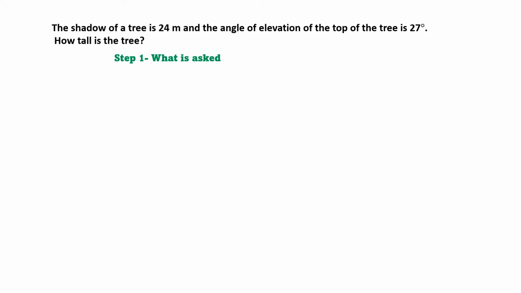Our first step is: what is asked in the problem? It asks how tall is the tree. Next, the second step. What are the given in the problem? A shadow of a tree which is 24 meters, and an angle of elevation of the top of the tree, which has a measurement of 27 degrees.